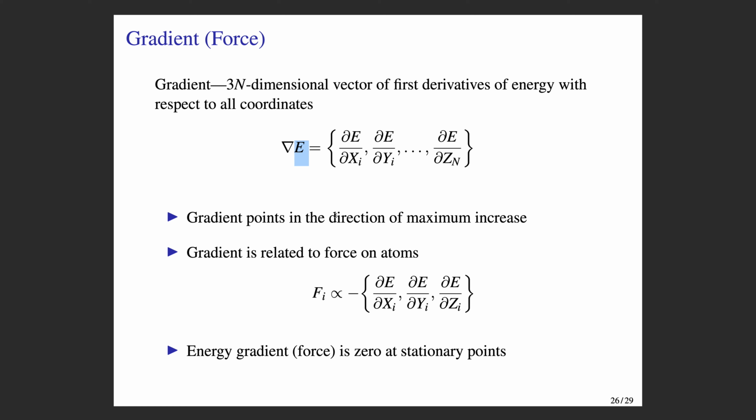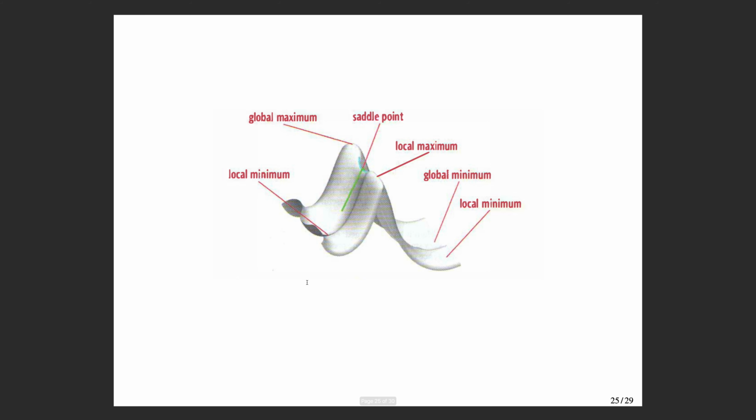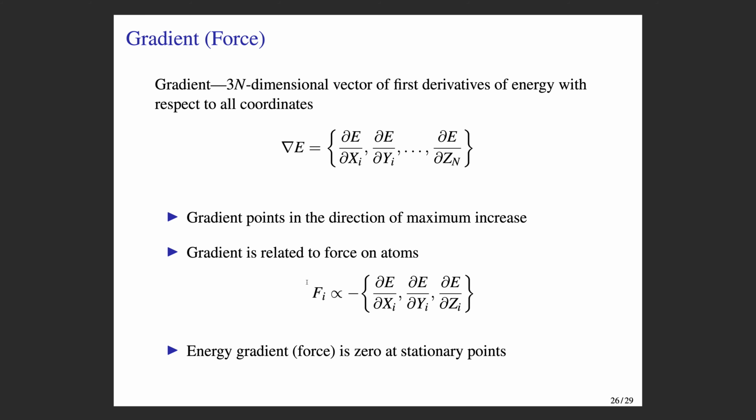From a physics perspective, the gradient is related to the force acting on the atoms. And so the force on the ith atom is just the vector of the components for that atom. So here we've got the derivative of the energy with respect to the atom's x, y, and z coordinates. The force acting on the atom is proportional to minus those quantities. And so quite literally, if you wanted to, you can use Gaussian to calculate the forces on the atoms at a particular geometry.